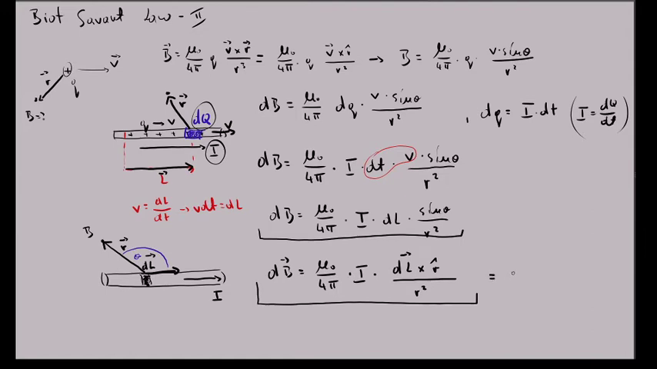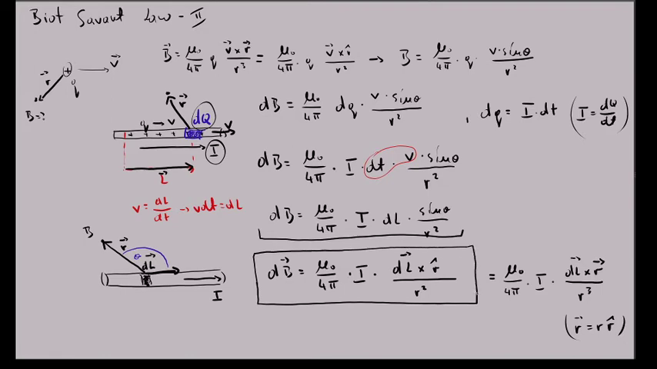And of course you could rewrite it this way: mu naught over 4 pi times I times dl crossed with the actual r vector. If you do that, remember that you then have to divide by r cubed on the bottom, since r vector is r times r hat. So we have the more general version of the Biot-Savart law, that's this one here. Now let's use it to find expressions for some magnetic fields.